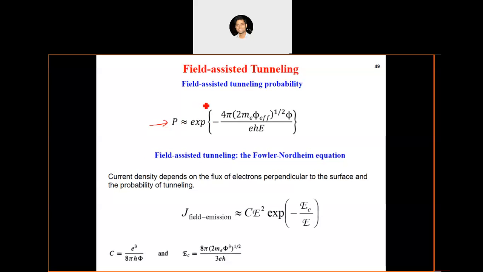As you can see here, it depends on phi effective as well as the electric field, right? The higher the electric field, the higher will be the probability of tunneling. Also, the higher the phi effective, the effective work function, the higher will be the probability of tunneling of an electron. All right.